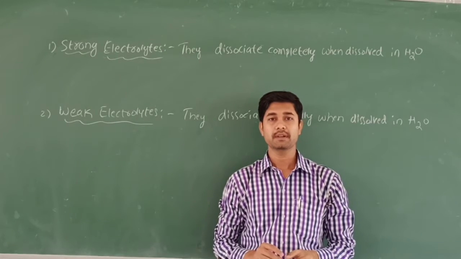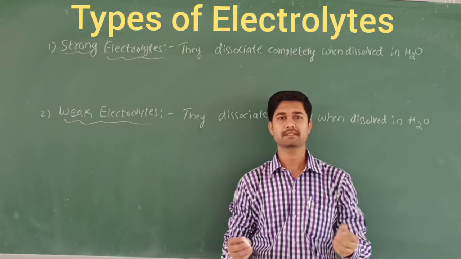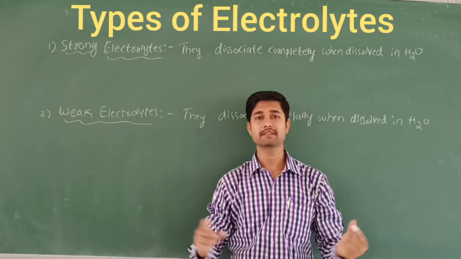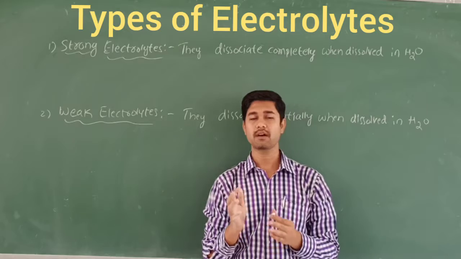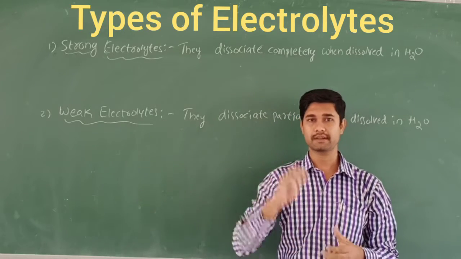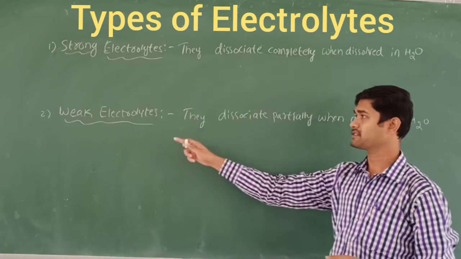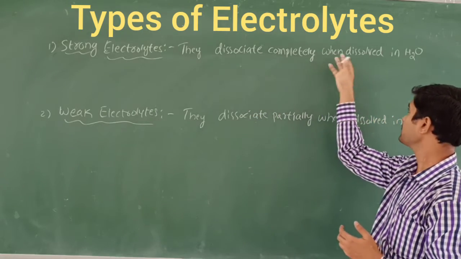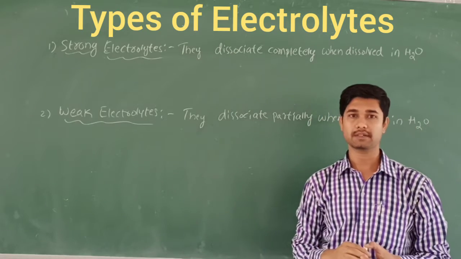Let's discuss the types of electrolytes. An electrolyte is something that conducts electricity or electric current as a result of dissociation. I mean, how the positively charged and negatively charged ions dissociate when dissolved in the water. So that is called the electrolyte. Types of electrolyte: first one is strong electrolyte and second one is weak electrolyte. Strong means they dissociate completely when dissolved in the water, so we call it a strong electrolyte.